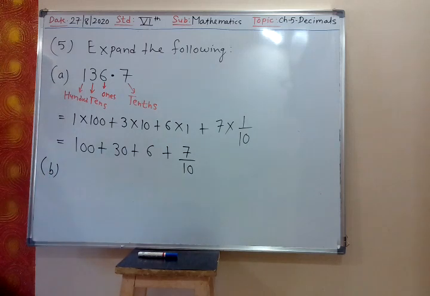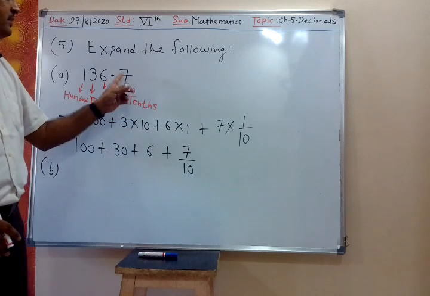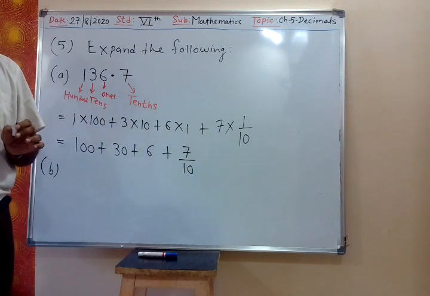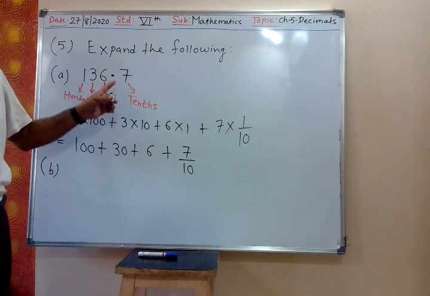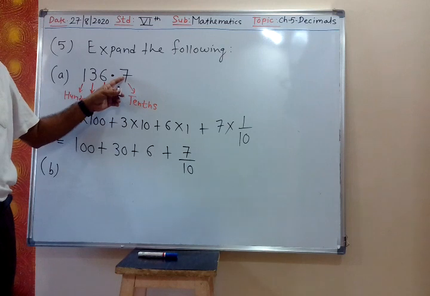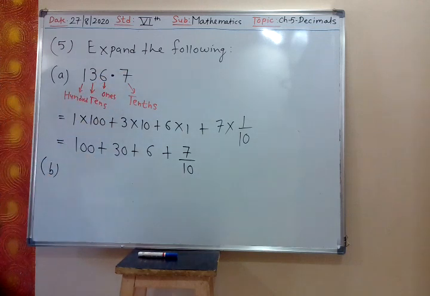I will multiply that digit by 1 upon 100. Are you getting it? The first digit I will multiply by 1 upon 10, the second digit by 1 upon 100, the third digit by 1 upon 1000. Yes.